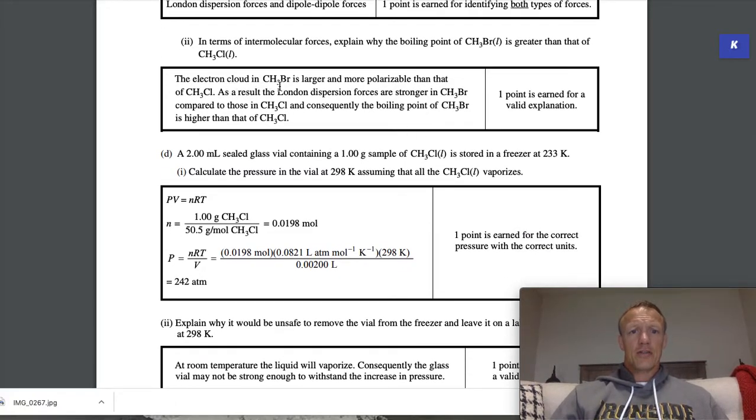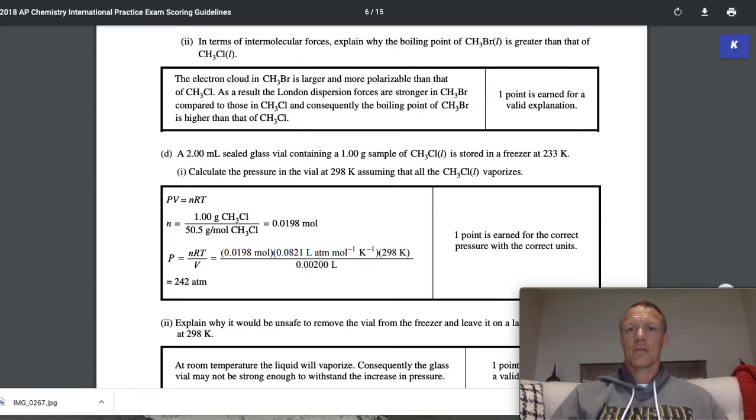The electron cloud in CH3Br is larger and more polarizable, meaning it can become kind of a dipole, than that of CH3Cl. As a result, the London dispersion forces are stronger in CH3Br compared to those in CH3Cl. Consequently, the boiling point of CH3Br is higher than that of CH3Cl.